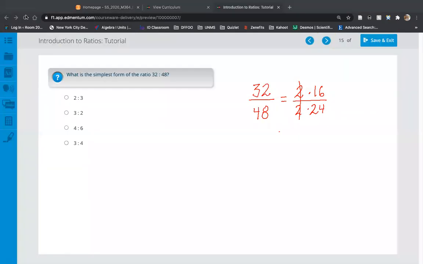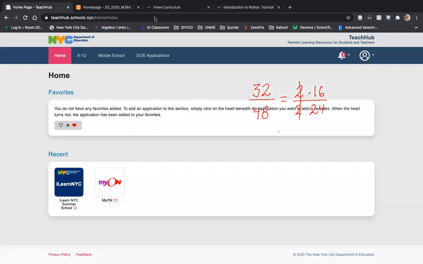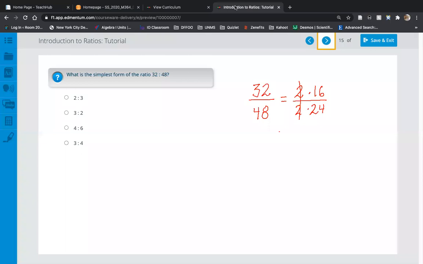And let me just check. Whoops. Sorry, I've got a lot of tabs open right now. Nope. What did you say? I was just checking something.